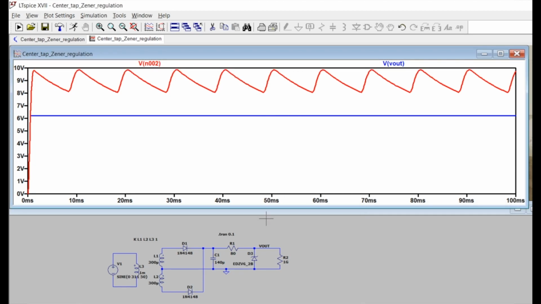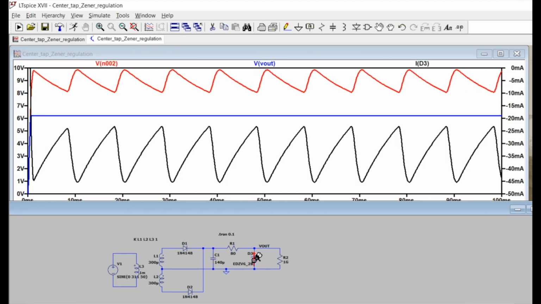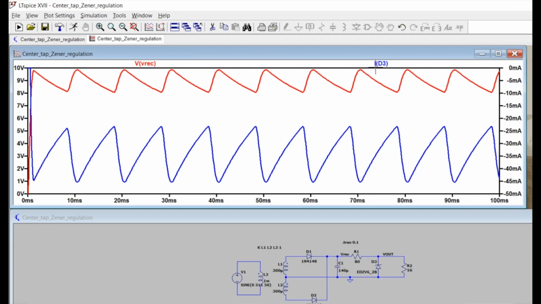Now we can plot the diode current, the current flowing through this diode, and see its behavior. This y-axis is giving the current. You can see this current is maximum when the rectified voltage is at its peak. Let's name this node so that it becomes easier to follow. Here the peak current is going to around minus 45, which is of course lesser than the minus 50. The 50 is the maximum one.